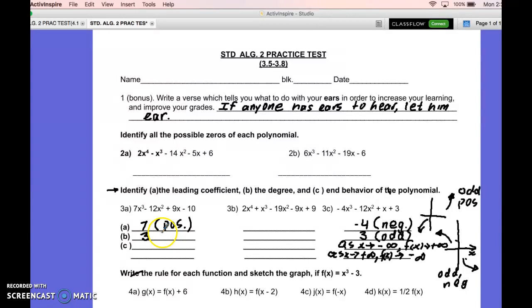And third degree, what does that tell us? It's odd. And odd is when they're going in opposite directions. So we have a positive, odd polynomial. Remember I told you over here when positive and odd will look like this. So over here beside this one, I'm going to help myself to remember by saying this is going to go this way on the left end, and at the right end it's going to go like this.